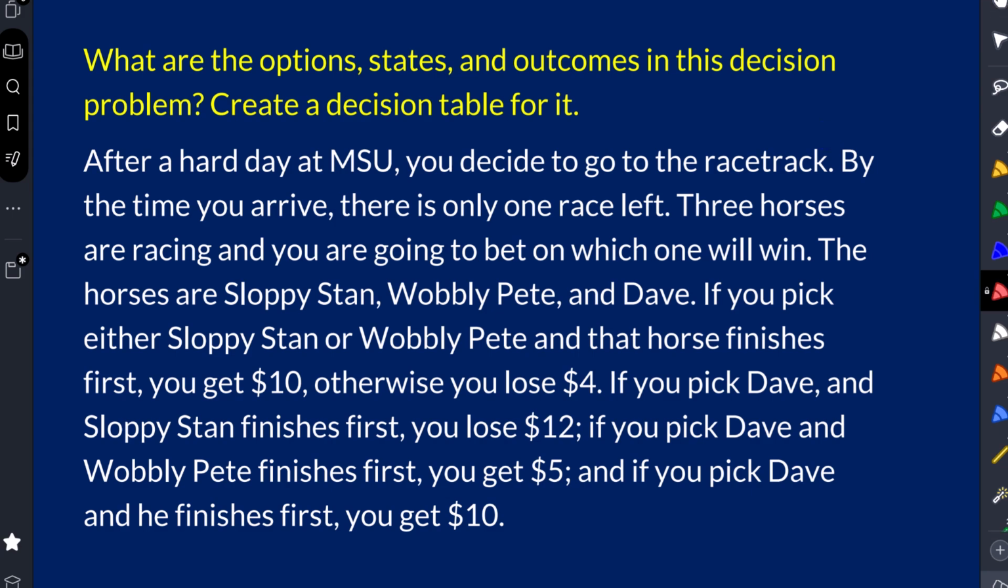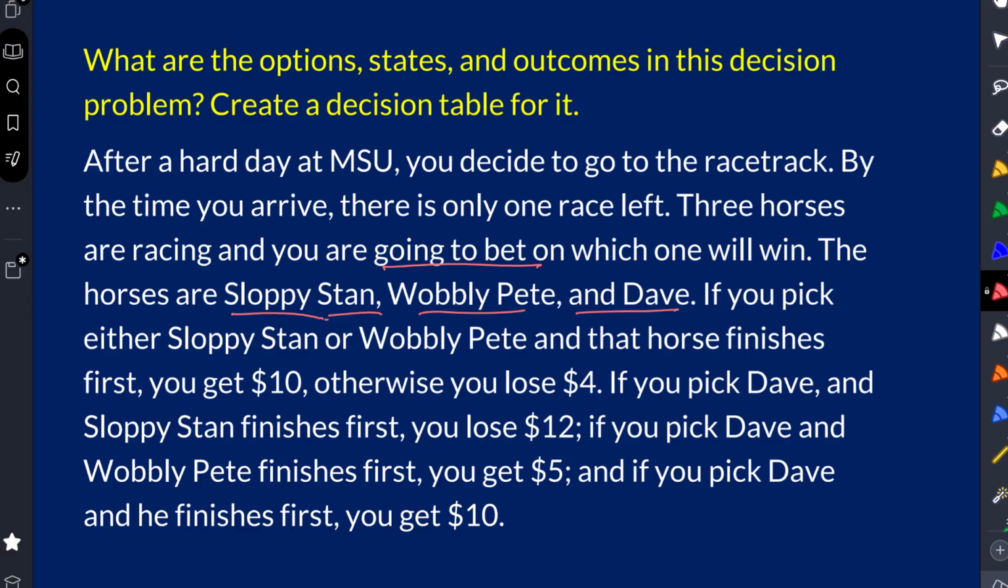Okay, so after a hard day at MSU, you decide to go to the racetrack. By the time you arrive, there's only one race left. 3 horses are racing, and you are going to bet on which one will win. The horses are Sloppy Stan, Wobbly Pete, and Dave. Okay, so you're going to bet, so that means that you have an option to bet on each one of these horses. Those are your options, and one of them is going to win. So Sloppy Stan winning, Wobbly Pete winning, or Dave winning are going to be our states.